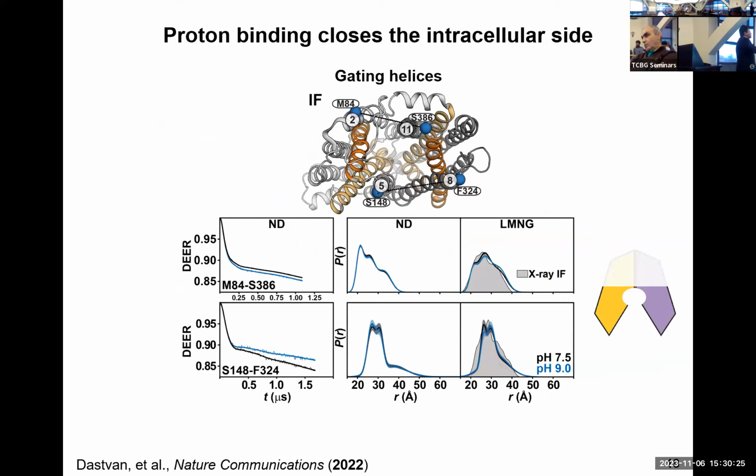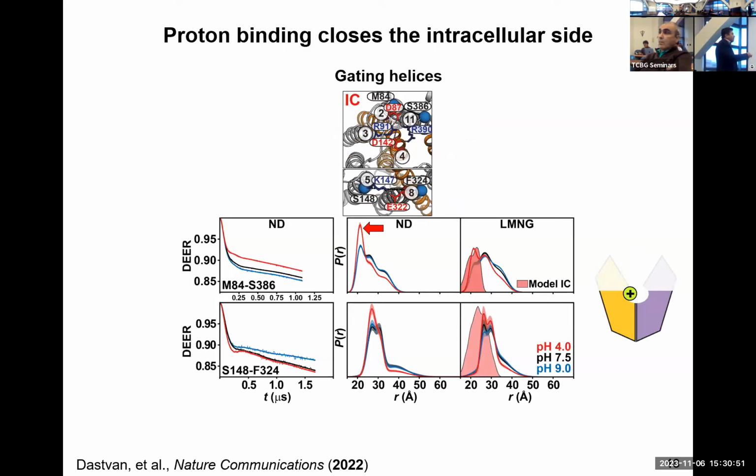Here, we start with those distance curves between the intracellular gates between 2 and 11 and 5 and 8. And what we could see is that when you measure distances between them under basic pH conditions, the distributions that we get correspond to the inward open crystal structure that was available. And interestingly, when we lower the pH to pH 4, so we have protonation of those acidic residues, in the case of gate 2 and 11, we have a change to the short distances corresponding to the formation of that structural motif A that we were talking about.